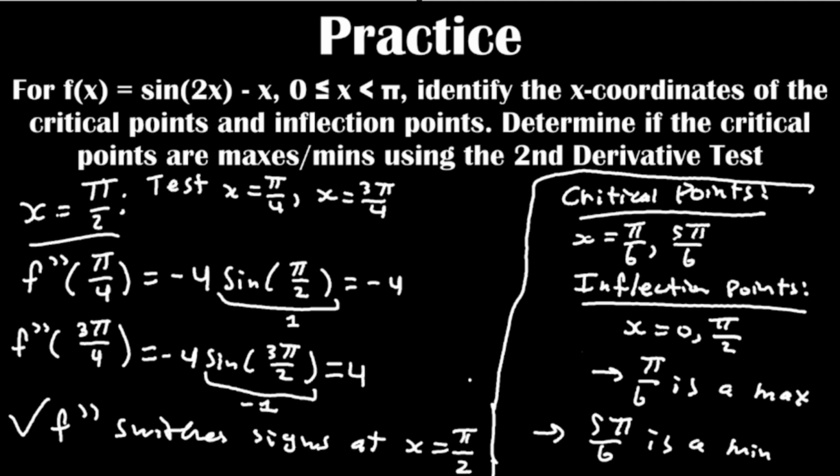Okay, and when I tested x equals pi over 2, this is what I get. At an x value less than pi over 2, so like pi over 4, I get negative 4. At an x value that's a little bit more than pi over 2, I get 4. So it switches from negative to positive, meaning that because the second derivative switches signs at x equals pi over 2, it has to be an inflection point. Alright, so that is all of the practice.